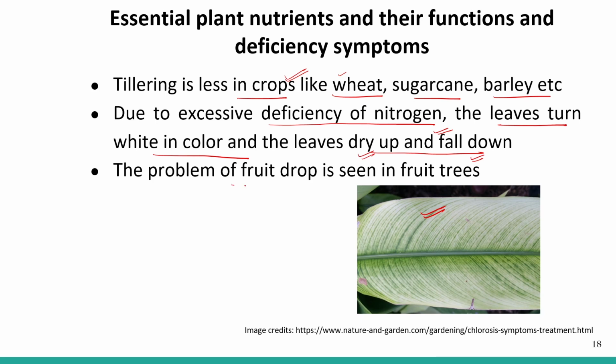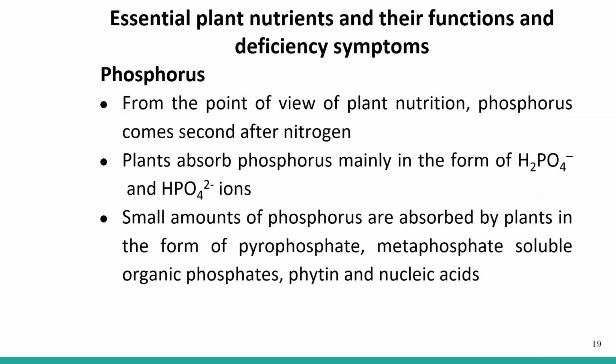The problem of fruit drop is seen in fruit trees. Sometimes we see that fruits also drop from the trees due to the deficiency of nitrogen. So here we have covered some of the deficiency symptoms of nitrogen.